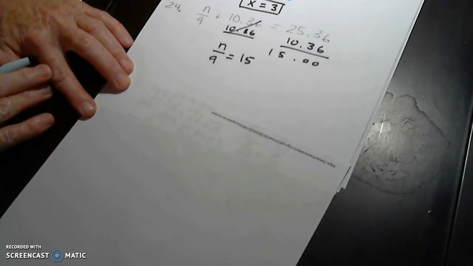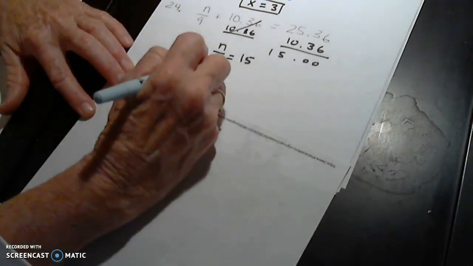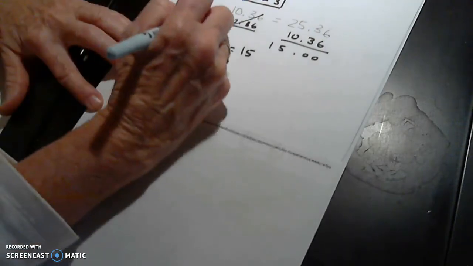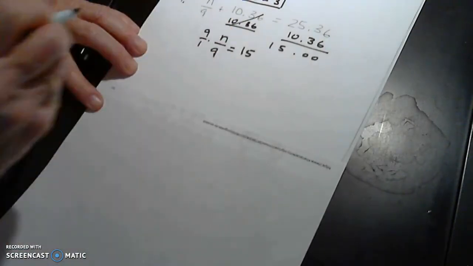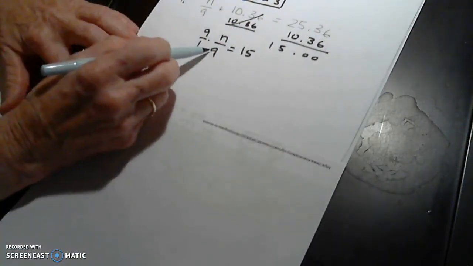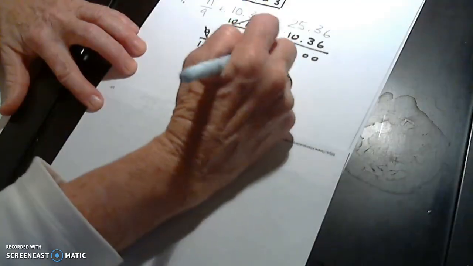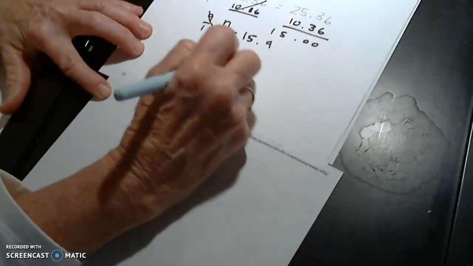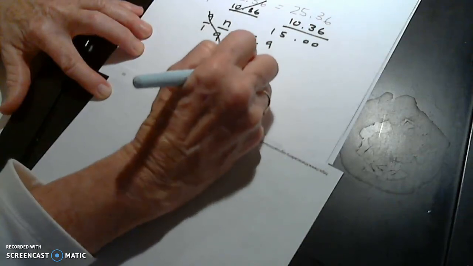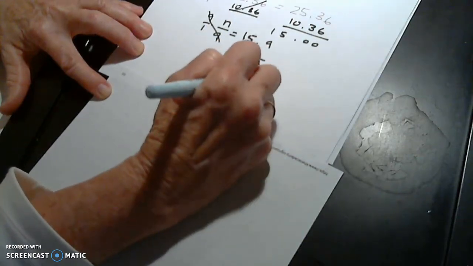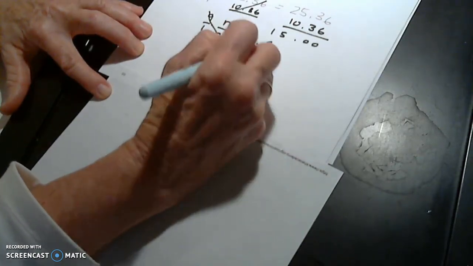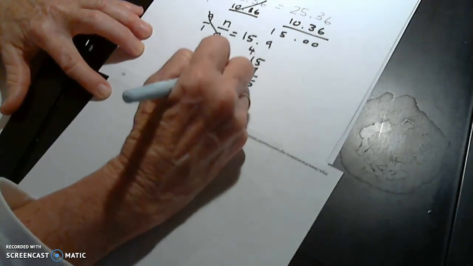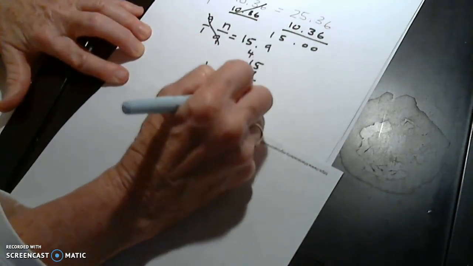In order to get rid of the 9 over here, I'm going to multiply 1/9 by 9 over 1. So 9 over 1 times n over 9. It's going to cancel, so I have 15 times 9 equals n. So 15 times 9, you can do a little scratch work here. 45, carry your 4. 9 times 1 is 9, plus 4 is 13, 135. N equals 135.